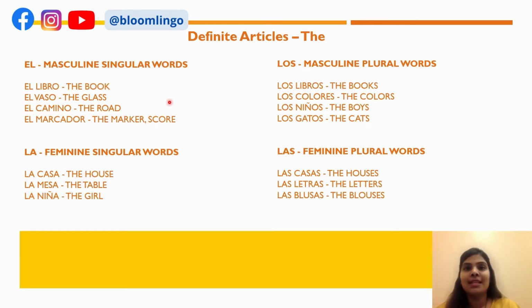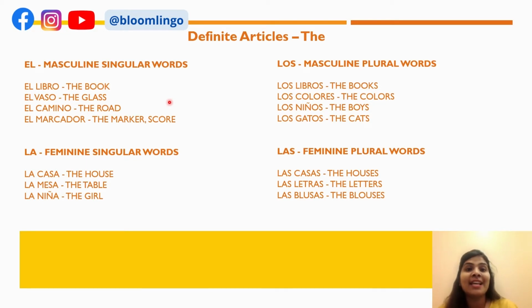El is the masculine singular article of definite article of Spanish. Examples are el libro, the book, el vaso, the glass, el camino, the road, el marcador, the marker.